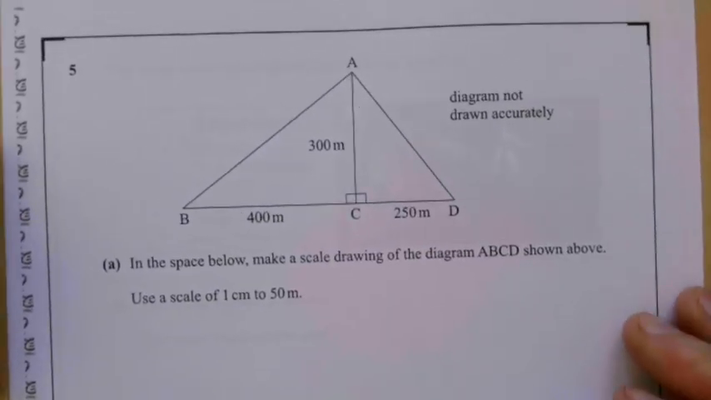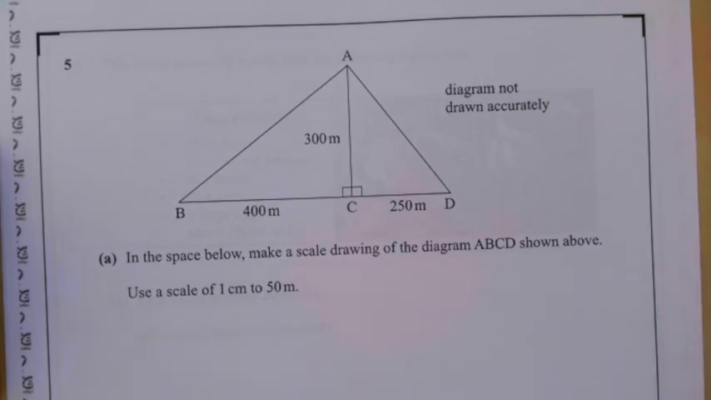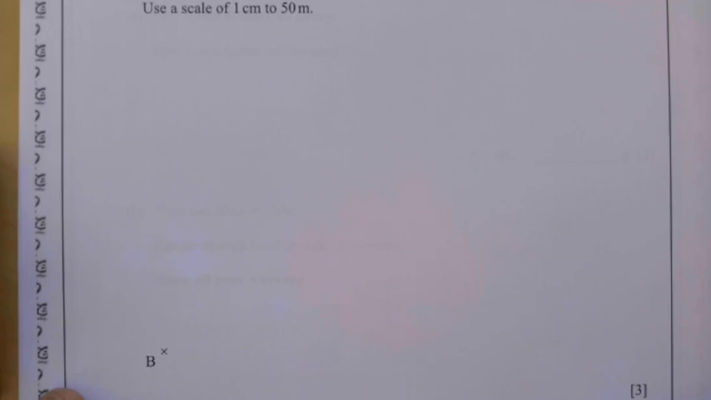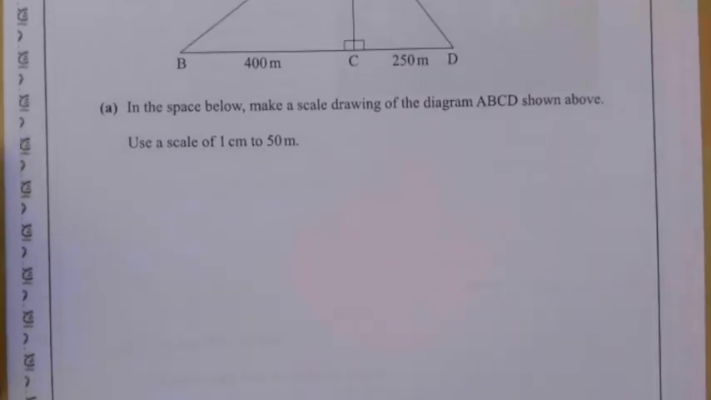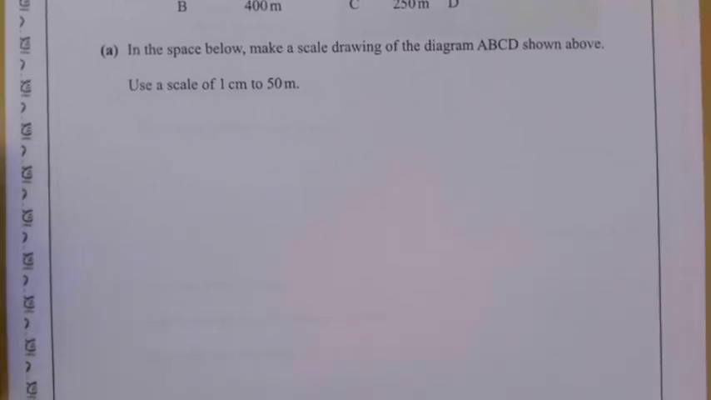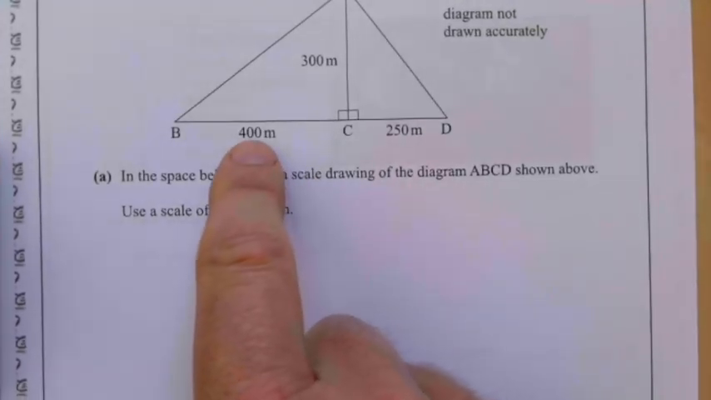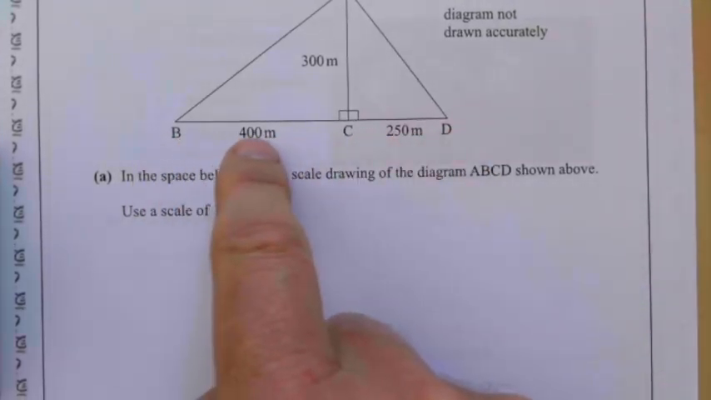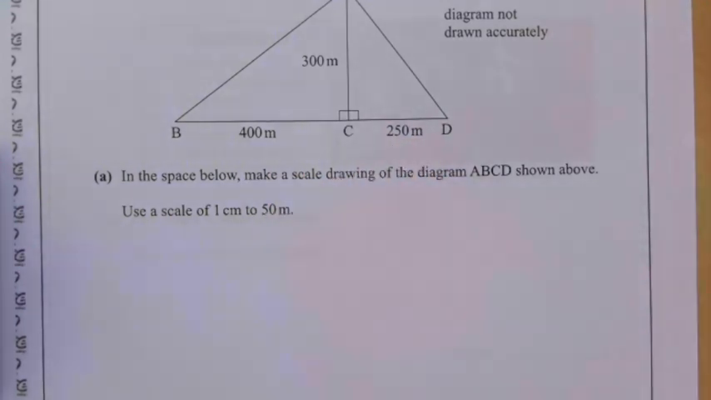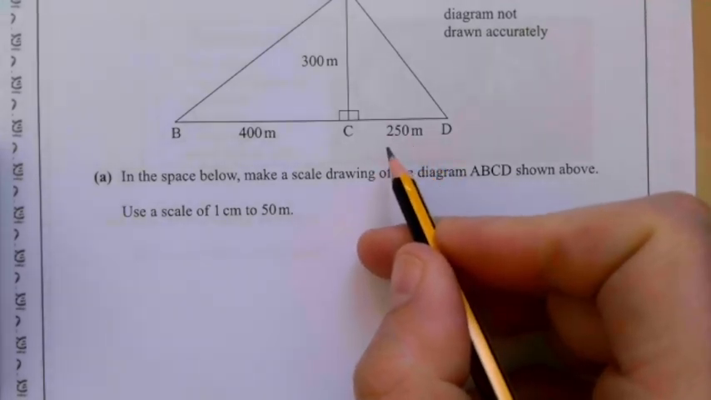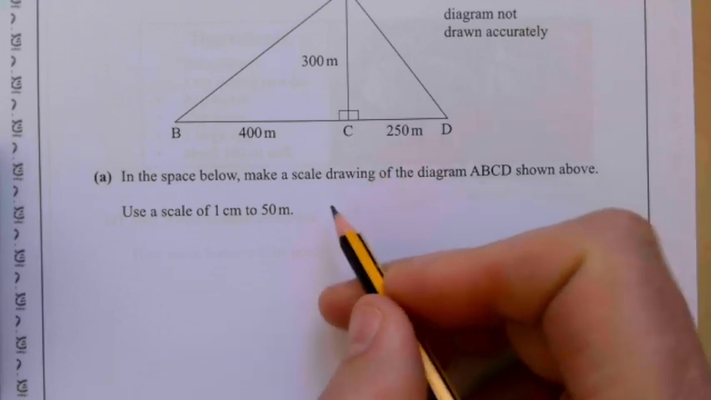Question 5. In the space below, make a scale drawing of the diagram ABCD shown above. Use a scale of 1 centimetre to 50 metres, and they've given us our starting point B, then down here. So let's see, if B starts here and we have 400, so going across there we're going to have 400, we're going to have 650. So 650 meters is going to be then, so for every 100 it's going to be 2 centimeters, so it's going to be 13 centimeters then going across.